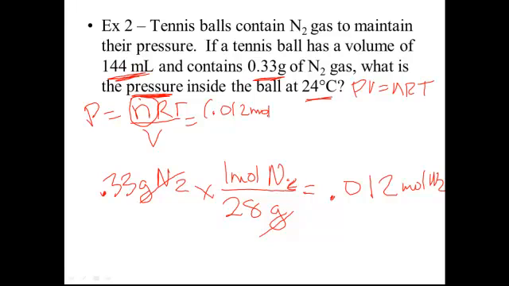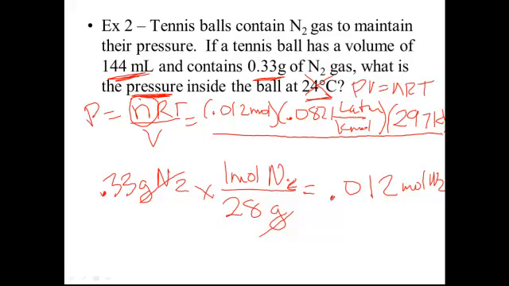0.012 moles, times R, which never changes, 0.0821 liters atmospheres over Kelvin mole. My temperature, 24 degrees plus 273 is 297 Kelvin. And then my final is our volume. The volume is in milliliters. I want to get that into liters, so 0.144 liters by moving the decimal point 3 spaces to the left.